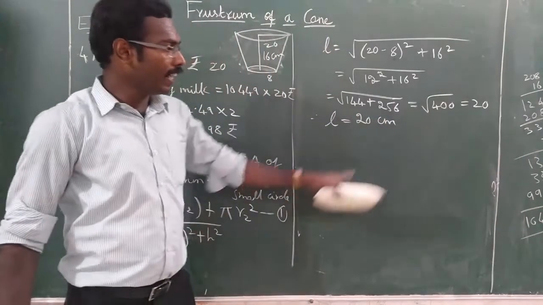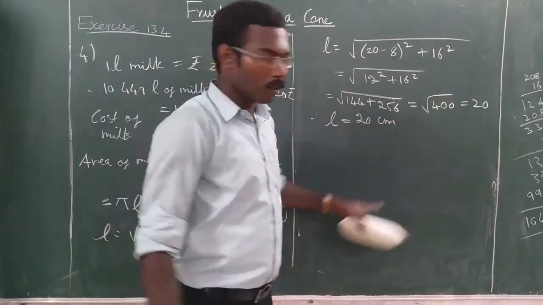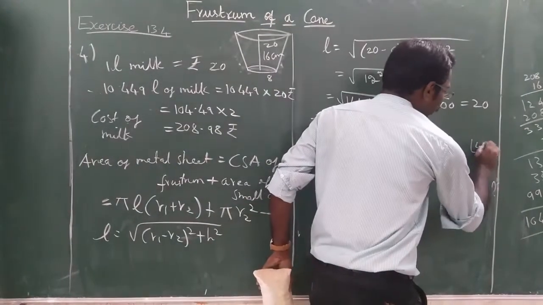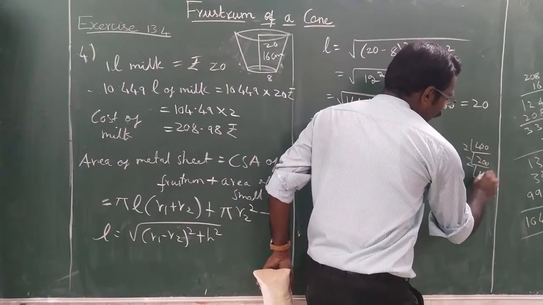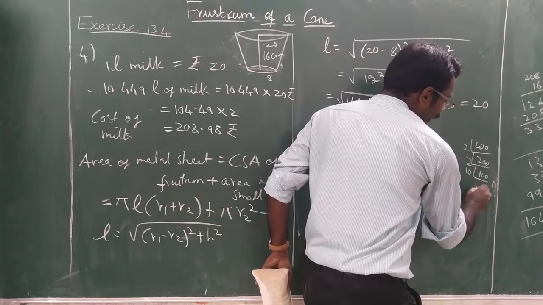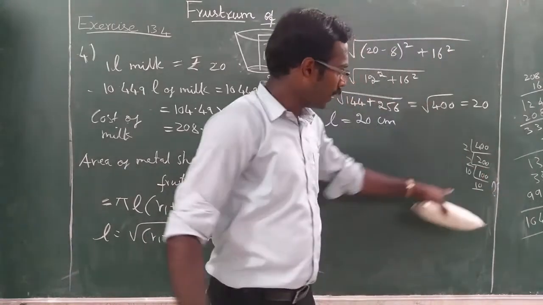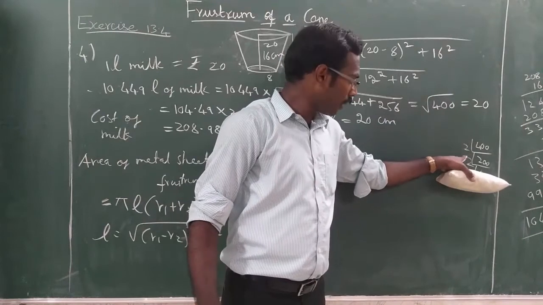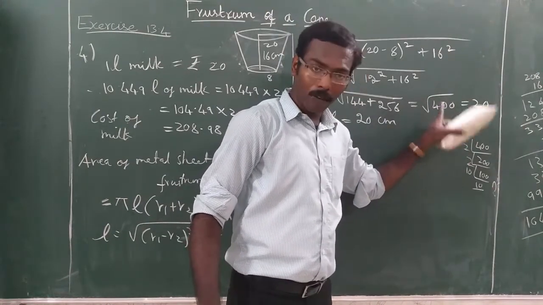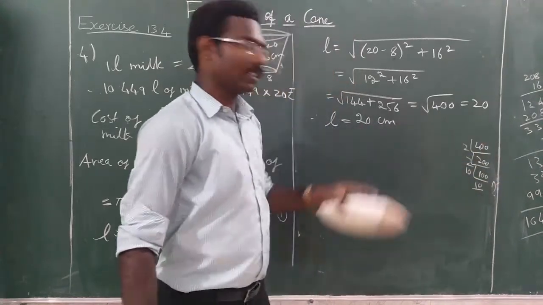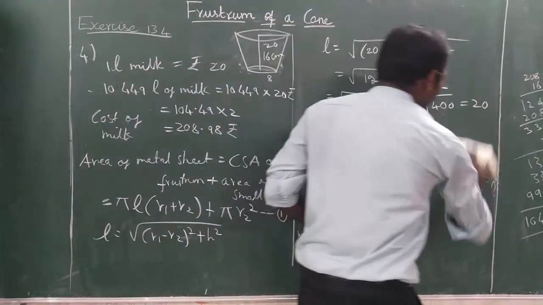If you find it difficult to find the root of 400, you can take it like this: 400 divided by 2, then 200 divided by 2, then 100 divided by 10. 10 times 10, 2 times 2. So instead of two 2s, I am taking one 2. And instead of two 10s, I am taking one 10. So it's very easy.